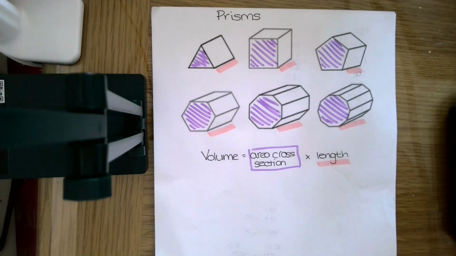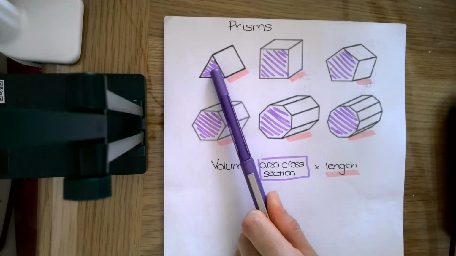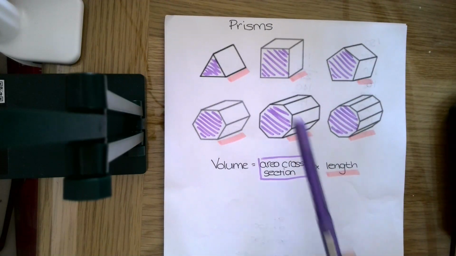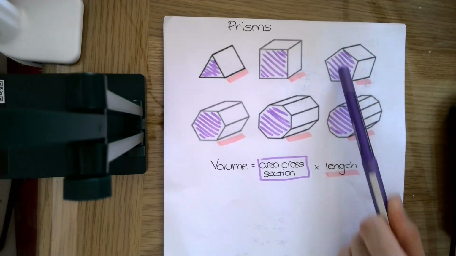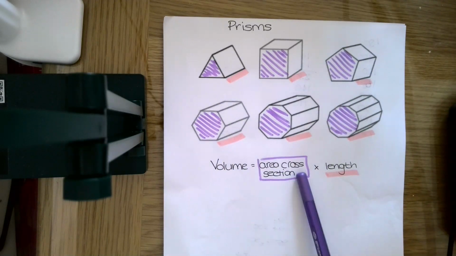We spoke about what a prism was. A prism is a 3D shape which has the same shape at the front, back and all the way through. So if we cut any of these shapes part way through, we'd still be able to see the same shape that is at the front. This shape at the front is called the cross section.